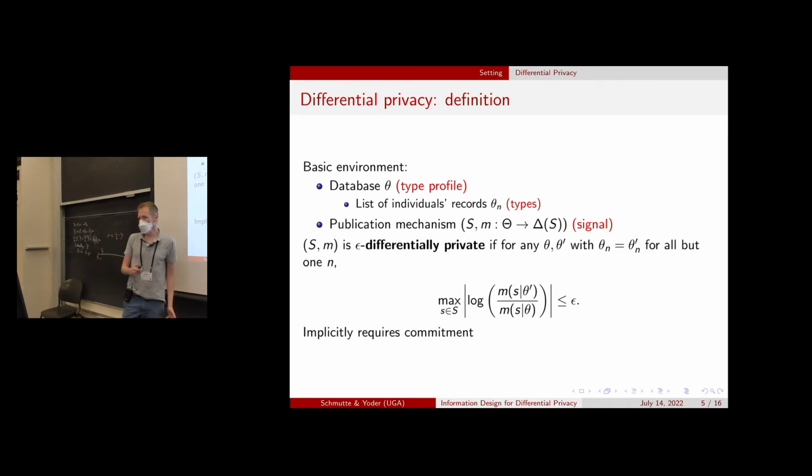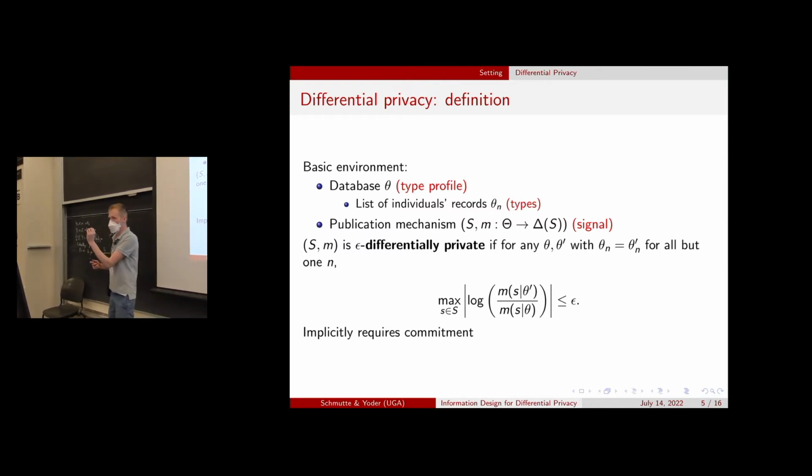What differential privacy says is that a change in a single record, so a single individual's type, can't change the log probability of any given output by more than this parameter epsilon, which is sometimes called the privacy loss budget. And when it satisfies this, we say that it's epsilon differentially private.